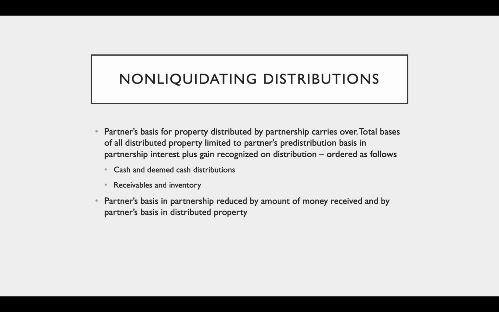Remember that land had a basis of $18,000 to the partnership. It carried over to Bob, and then it was increased by the gain. So the basis of the land to Bob was $21,000. The partner's basis in the partnership is going to be reduced by the amount of money received and by the partner's basis in distributed property.